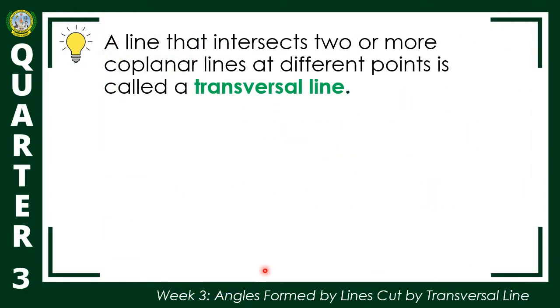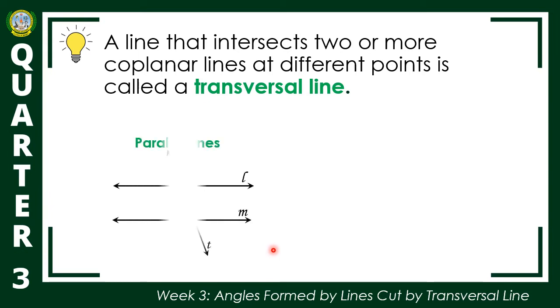Let us first define what a transversal line is. It is a line that intersects two or more coplanar lines at different points, meaning this line cuts two or more different lines at two or more different points. Tatandaan. Okay, dapat magkaiba yung intersection po.